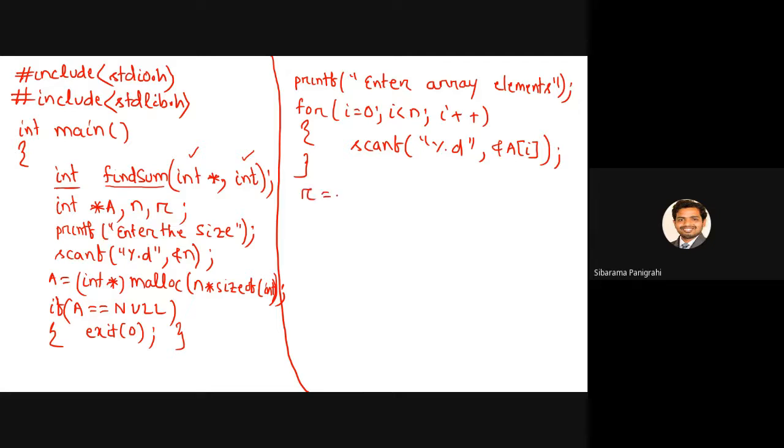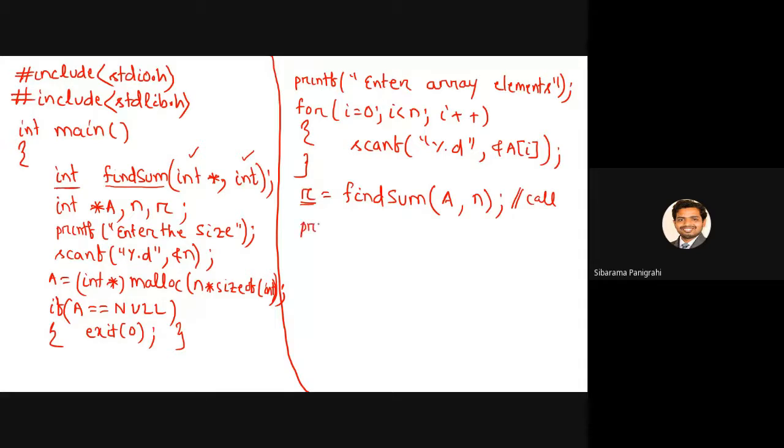So r equal to, I will call the find sum function so that it will find the sum of the array. So find sum: first I will pass the array, that is a, then I will pass the size of the array, that is n. Then the result will be stored inside r because find sum will be called, it is the function call. This is the call, right? So now the result will be stored inside r.